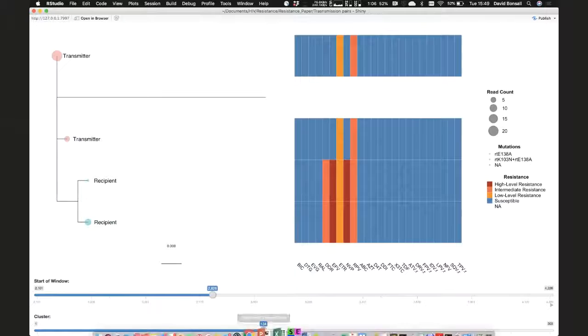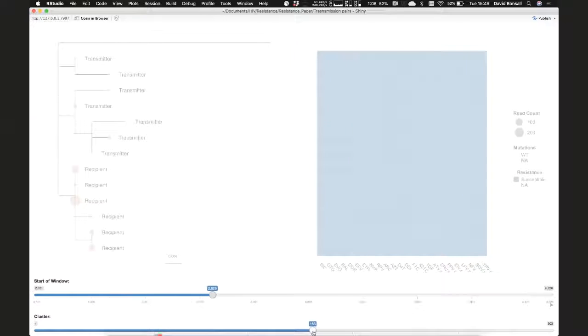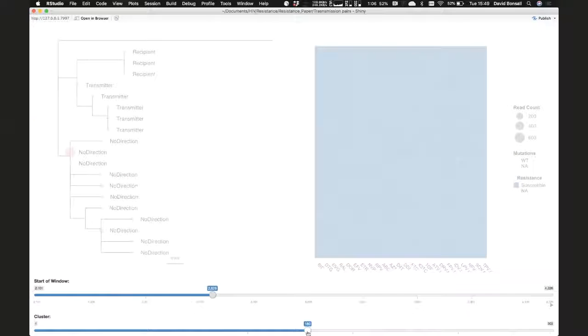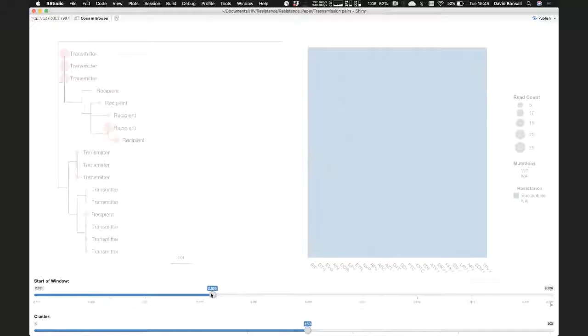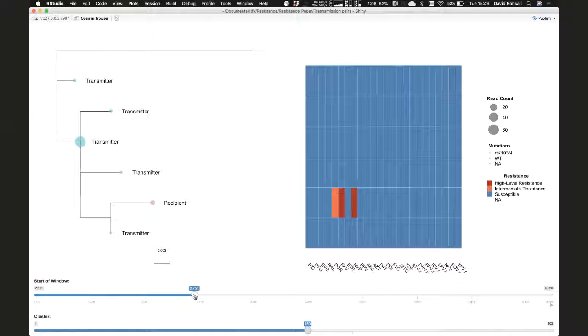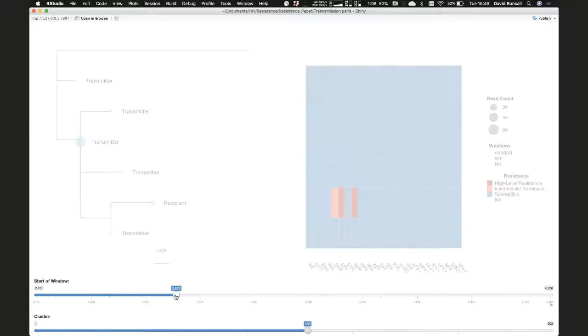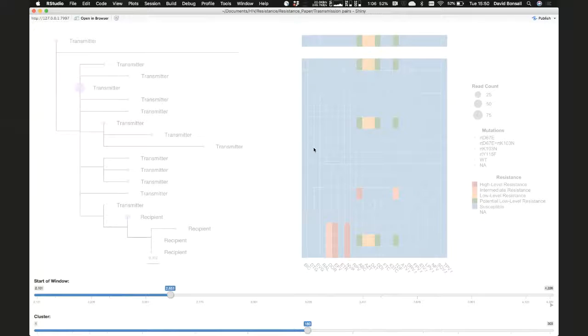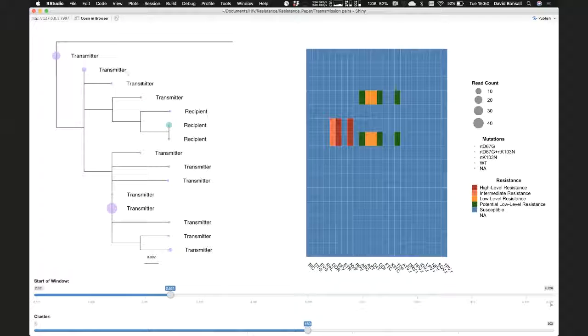So I can just show you maybe one or two more, and this is the end of my talk, so apologies if I've gone over. But if we look at a different cluster now, cluster 160, again two individuals. So if we start somewhere like here, you can see the transmitter and the recipient sequences that are shown here, and most of the sequences we obtained from the transmitter in this window don't have the mutations that the recipient has.